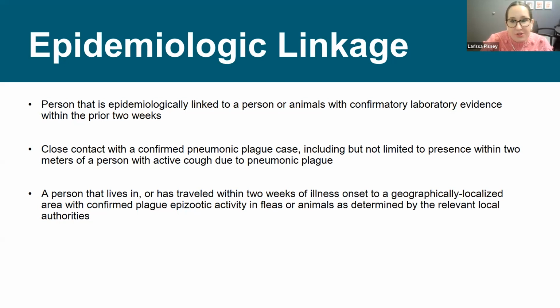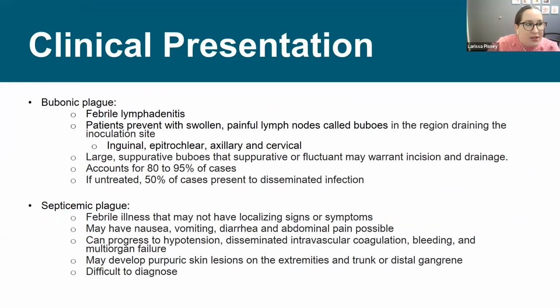And then lastly, a person that lives in or has traveled within 2 weeks of illness onset to a geographic area where confirmed plague epizootic activity in fleas or animals is known to be present, as determined by the relevant local authorities. So in terms of clinical presentation, the most common form is bubonic plague.